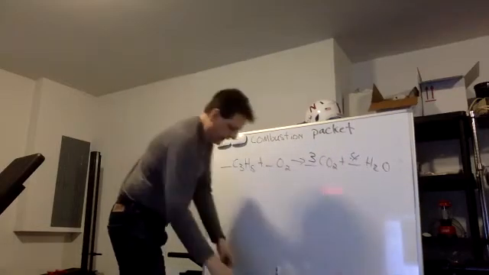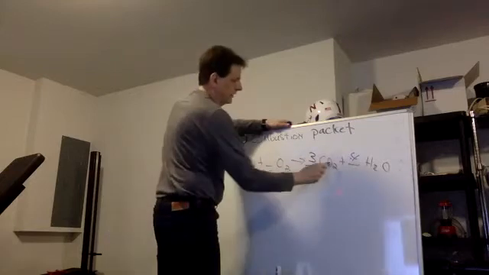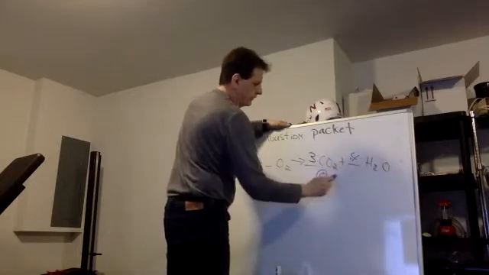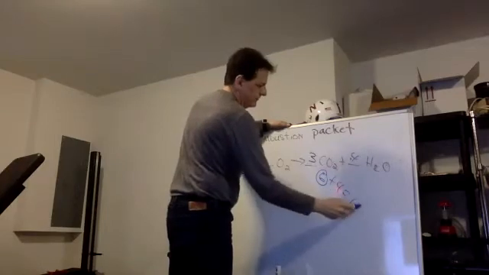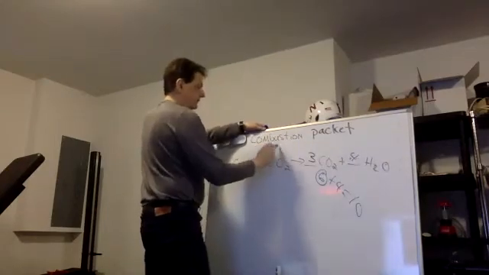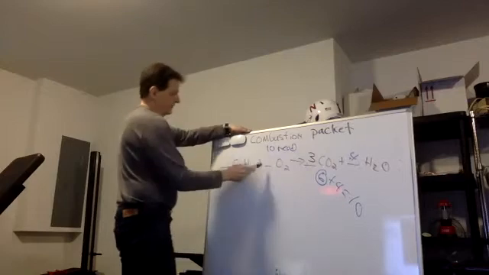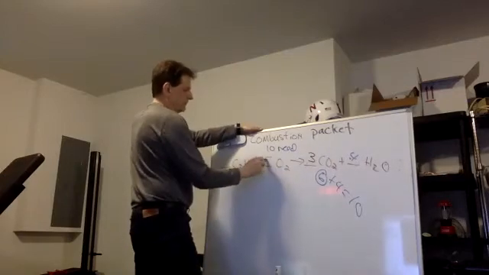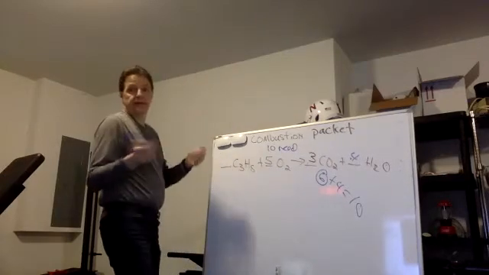So do the O count. 3 times 2 is 6. 4 times 1 is 4. When they're even, it's easy. 10. So your need here is 10. There's nothing in the hole. 2 goes into 10 5 times, and that's how you balance that.